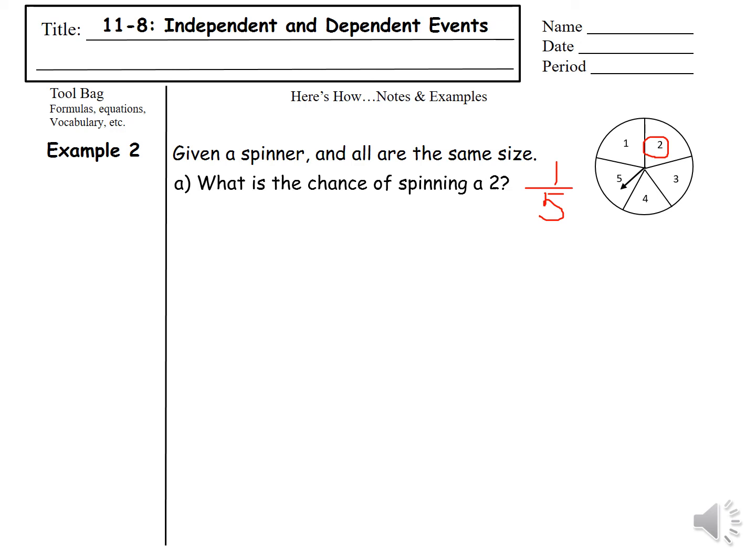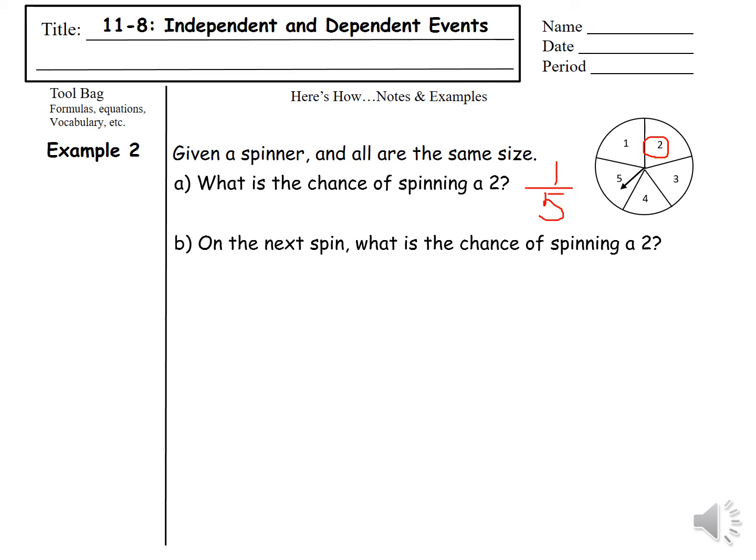So keep on going. Part B. On the next spin, what is the chance of spinning a 2 again? So the second time, you decide: is this an independent event or a dependent event? On the previous question, when we were talking about a bag of marbles, if you take out one without replacing it, then one of the red marbles disappears, right? Because you take it out. So it's 1 less, and the total number is also reduced by 1.